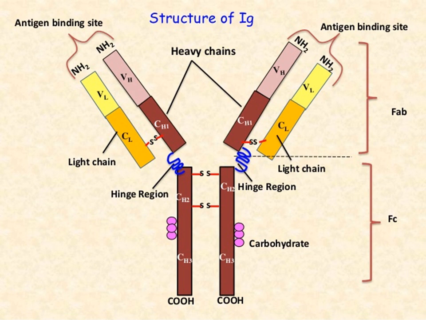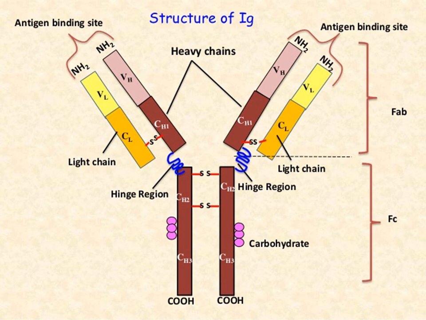And when we talk about the heavy chains, they differ with respect to the type of immunoglobulin molecule. They may be alpha, gamma, delta, epsilon or mu.